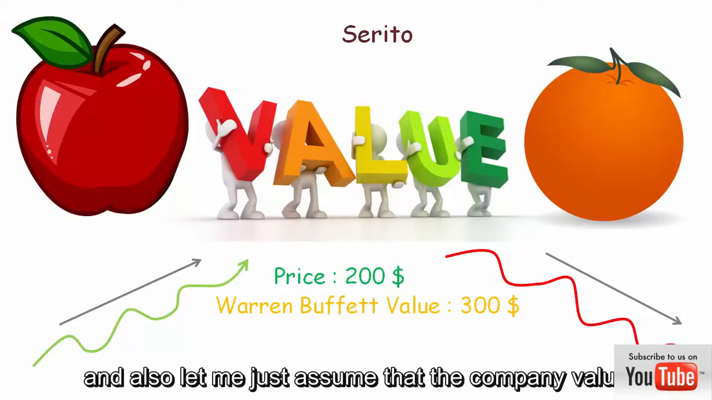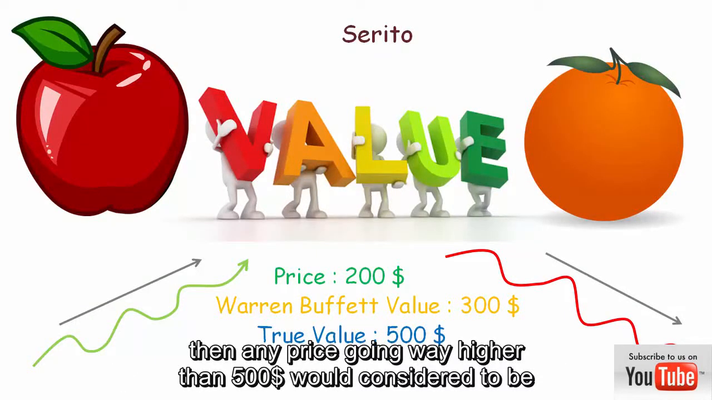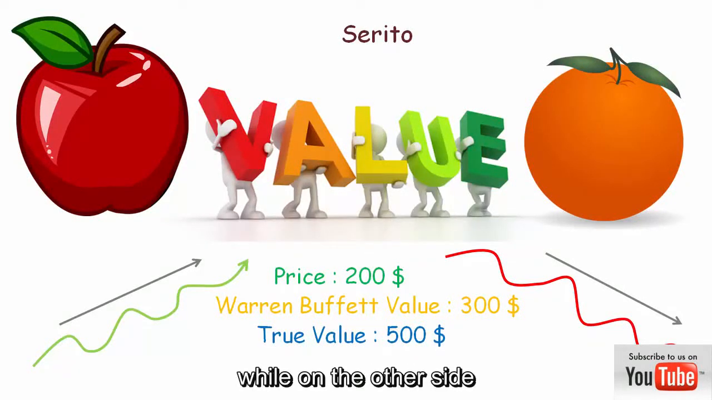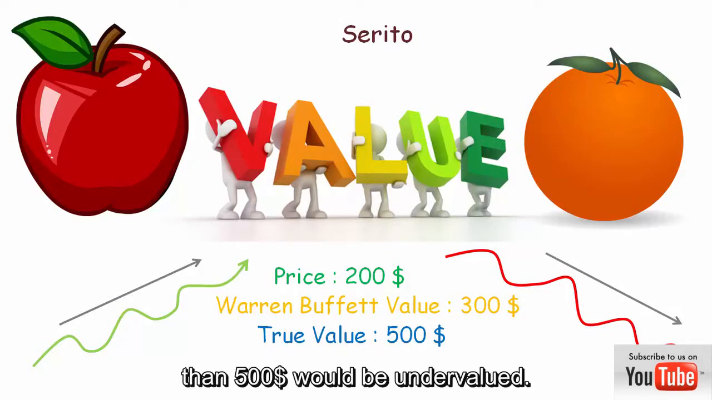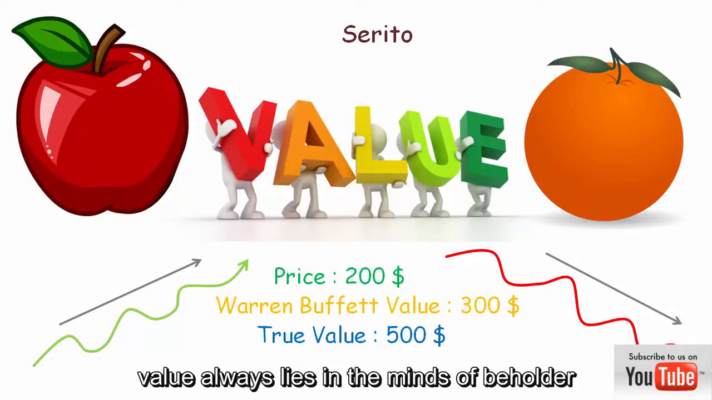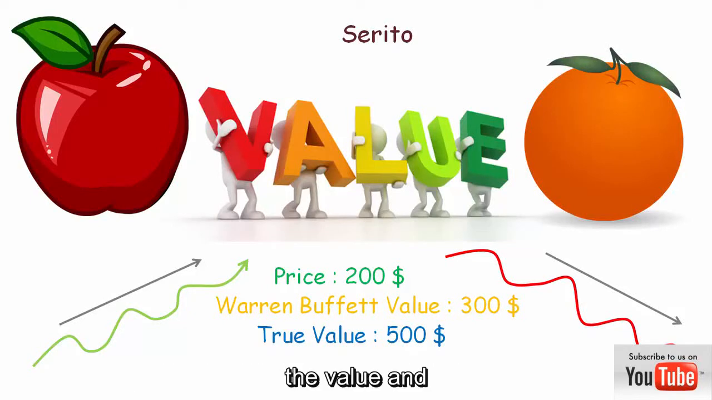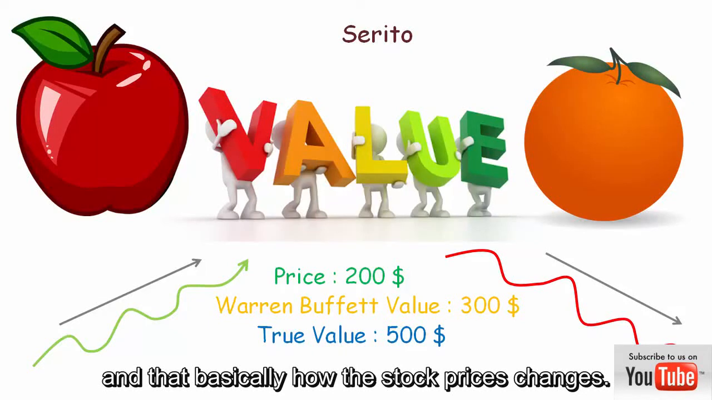And also let me assume that the company has a true value of $500 per share. Then any price going way higher than $500 would be considered overvalued. While on the other side, any price way too low than $500 would be undervalued. And finally, just like beauty lies in the eye of the beholder, value always lies in the mind of the beholder. It's just that some are right in calculating the value and some are wrong. And that's basically how stock prices change.